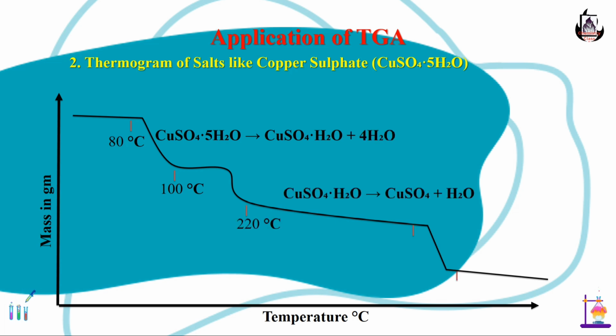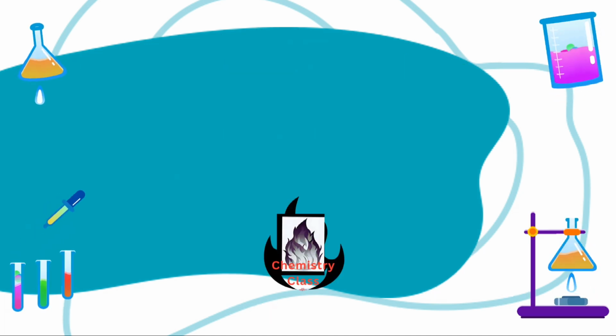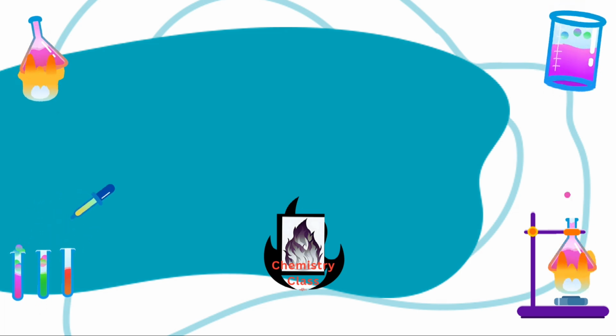To summarize, thermogravimetric analysis helps chemists determine thermal stability, composition, and decomposition behavior of material.